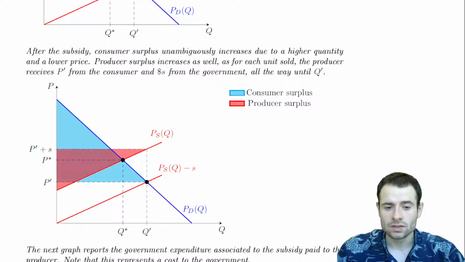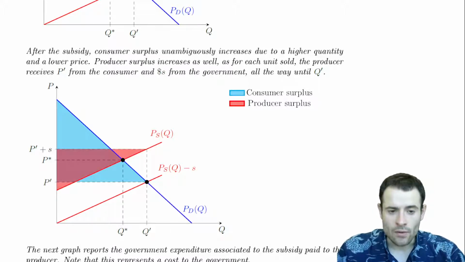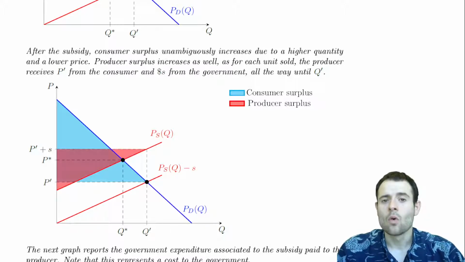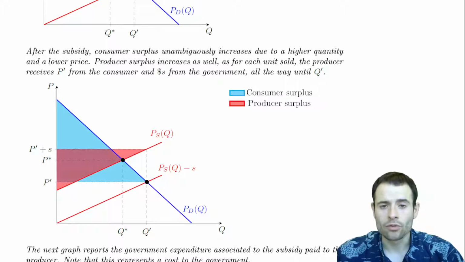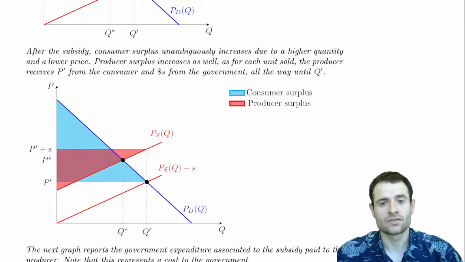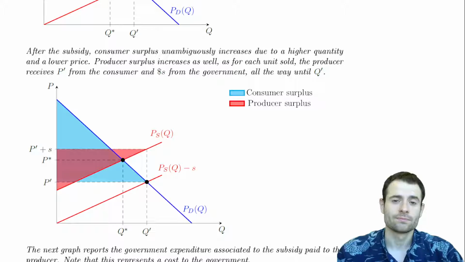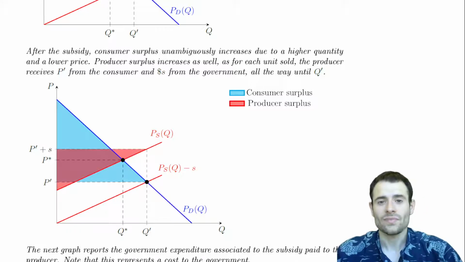Note that there is an area here in purple where consumer surplus and producer surplus are going to overlap. For both consumers and producers, this area represents a positive surplus. So we will have to count it twice once we add up all the different surpluses.